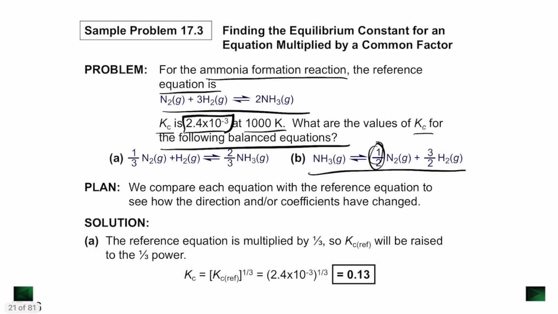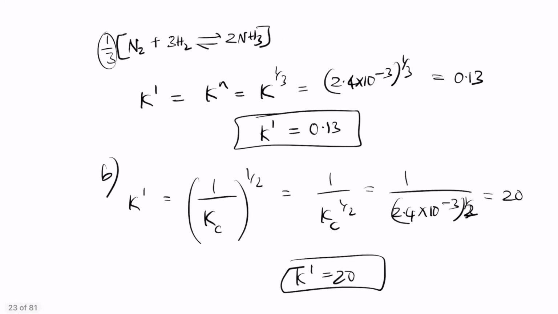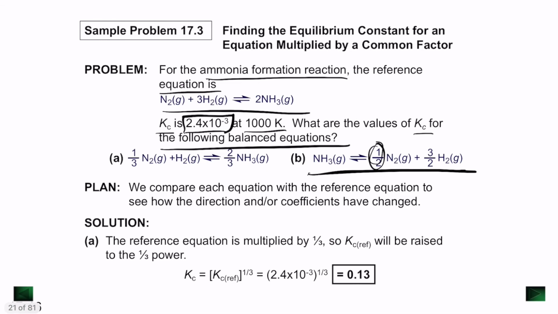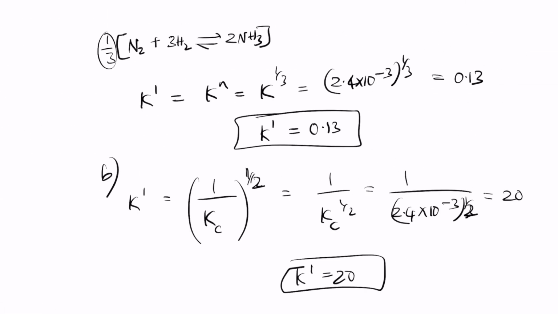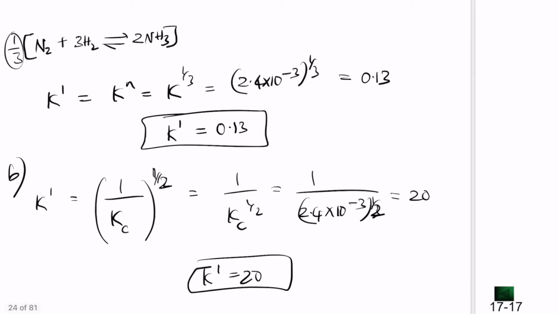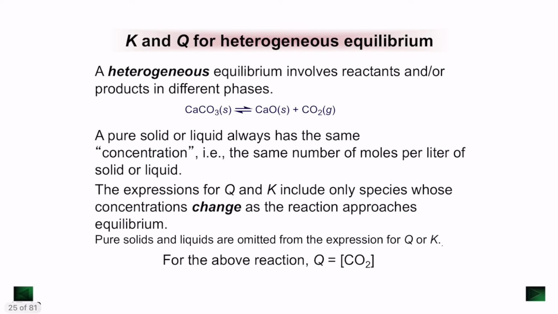So first things first, they have reversed it, which means the original value becomes K dash equals 1 by Kc, and then they multiplied a power of 1 by 2 to that. So we give the power 1 by 2 to the whole value, which gives you the final answer of K dash. So that is how we solve problems involving different values of K.